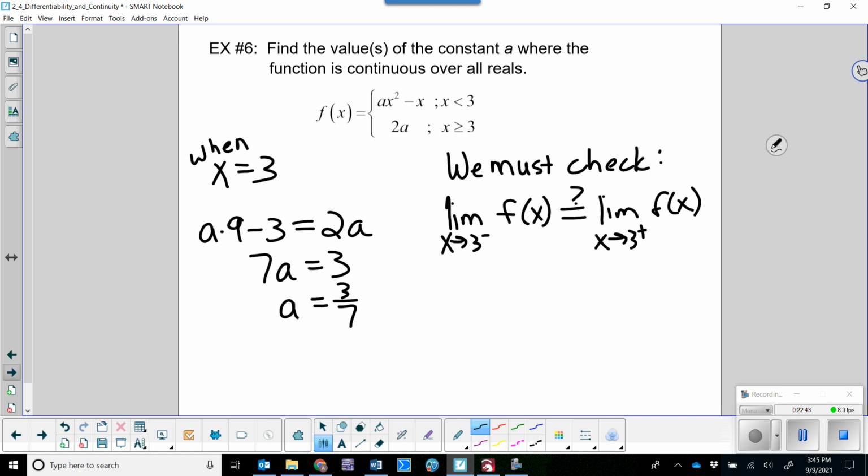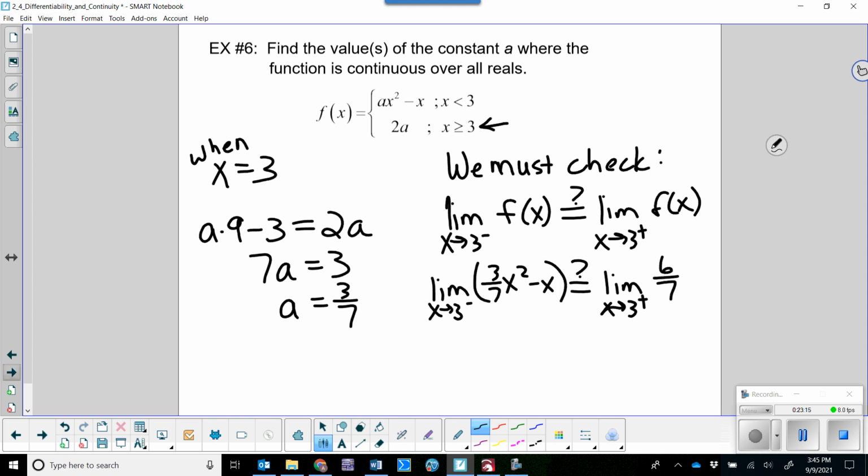So the limit from the left is going to be the limit as x approaches 3 from the left. So the left side is the top function, and that is now, we know a is 3/7, so 3/7 x squared minus x. Does that in fact equal the limit as x approaches 3 from the right? And the right is the bottom here, and that's 2 times 3/7 or 6/7. So we want to see if they're the same. So question mark, is this limit on the left the same as the limit on the right? So let's plug 3 in.